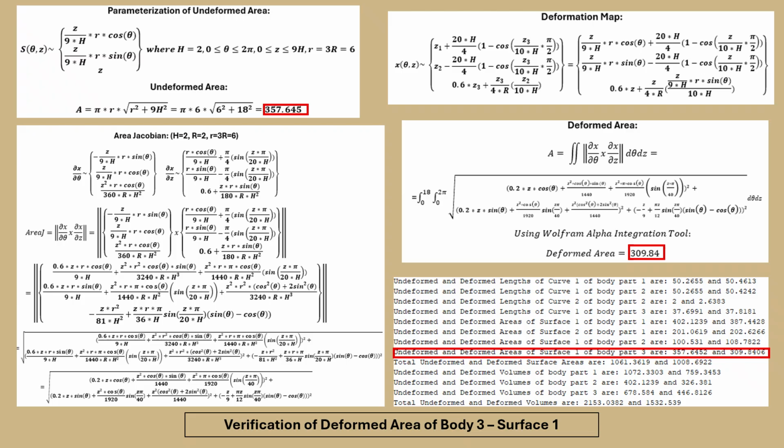This is, again, with respect to theta, which is running from 0 to 2 pi, and then from 0 to 18 with respect to z. I used the Wolfram Alpha integration tool, and it came out with a value of 309.84. And if you take a look at my undeformed area and my deformed area, these check out with what my MATLAB code came up with.